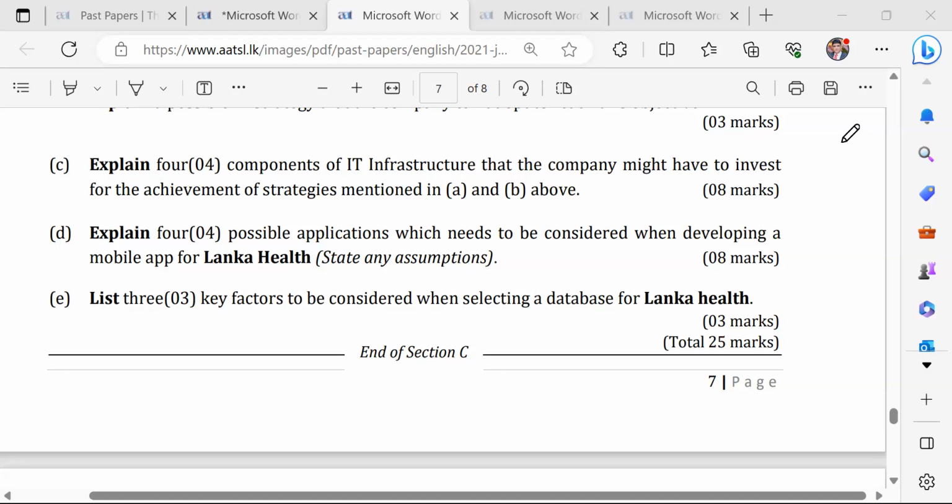Just try to read all these case studies. Be ready for this case study, that is 25 marks. You can obtain some information. I have discussed some papers. I will share it. I will put that in the chat.